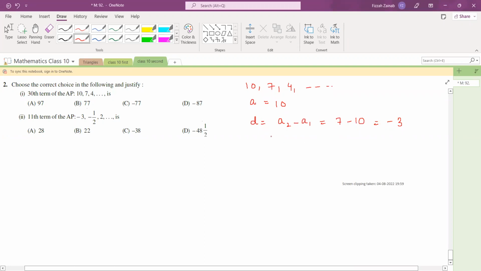You want 30th term, so find A30. A30 is A plus 30 minus 1 into D. A is 10 plus, that is 29 into D is minus 3, that is 10 minus how much is it? 3 into 9 is 27, then carry 2, 6, 7, 87, right? Minus 77. So the 30th term is this, minus 77.